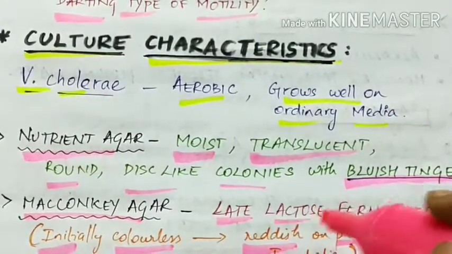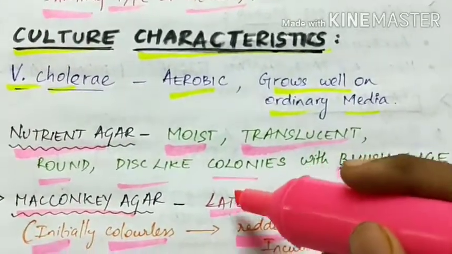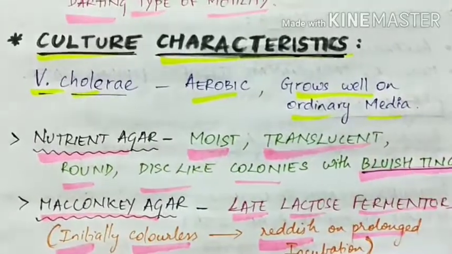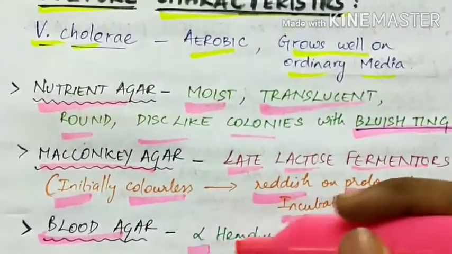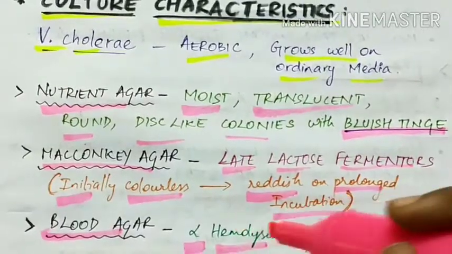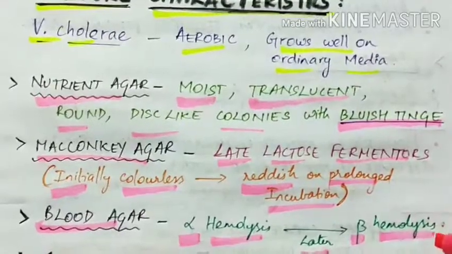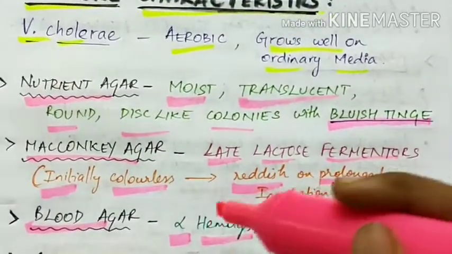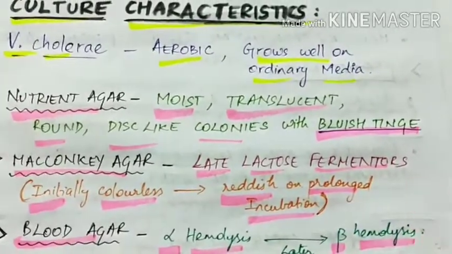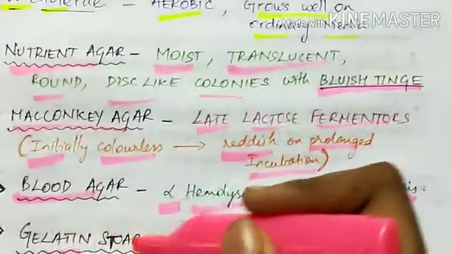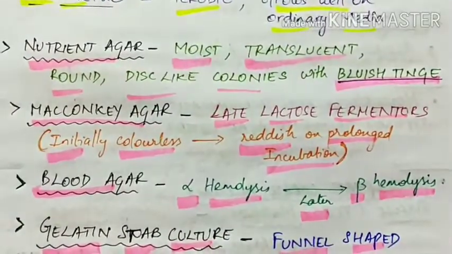So they are late lactose fermenters. They ferment lactose after some time. On blood agar, initially they produce alpha hemolysis, that is partial hemolysis, and later it turns into beta hemolysis, that is complete hemolysis. In gelatin stab culture, funnel-shaped liquefaction is seen.